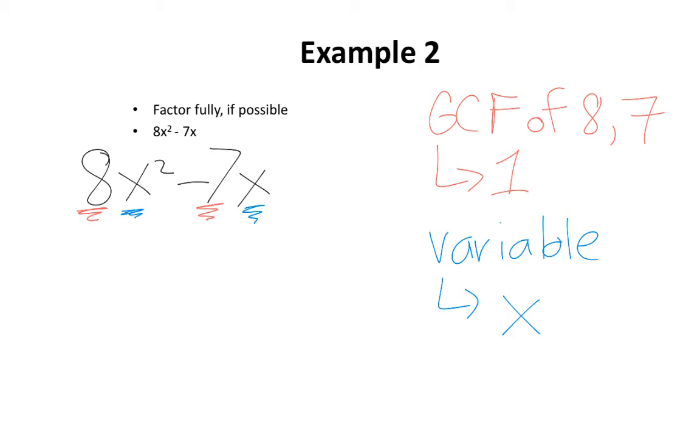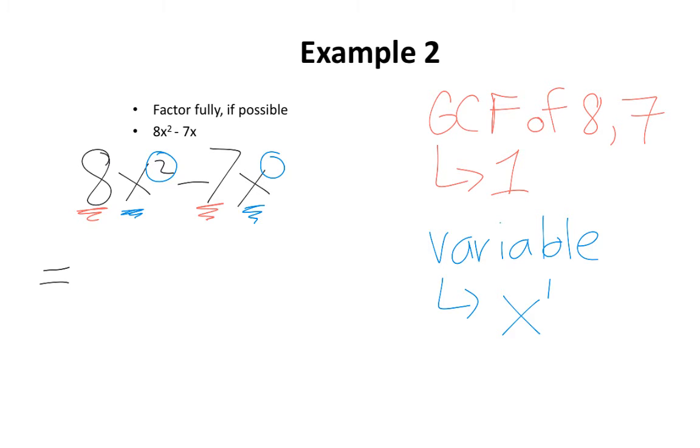Now, one of them is to the power of 2, and the other one is to the power of 1, but the 1 is not written in since it's considered redundant. We want to use the lowest power. So x to the power of 1 is a common variable within these two terms. Just like in the previous example, we want to factor out the greatest common factor as well as the common variable. Now, since the greatest common factor is 1, it becomes a little bit redundant to factor out a 1, but I'm going to do that anyways just to show you it doesn't really have an effect.